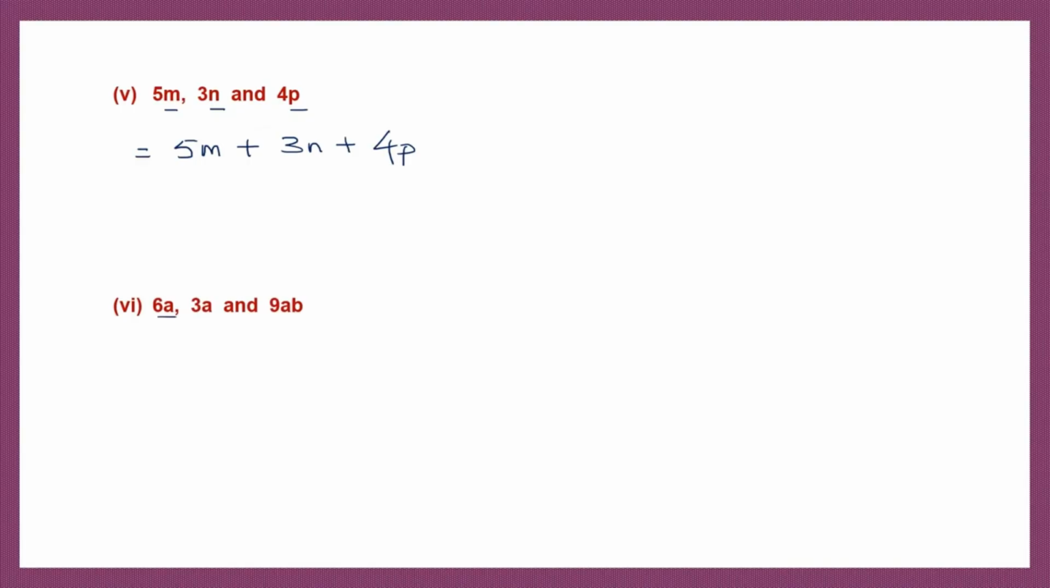Question 6. 6a, 3a and 9ab. So 6a and 3a are like terms. So let's add those two together. Numbers alone, 6 plus 3a and plus 9ab. 6 plus 3 is 9, 9a plus 9ab. I cannot add these two together because they are unlike terms.